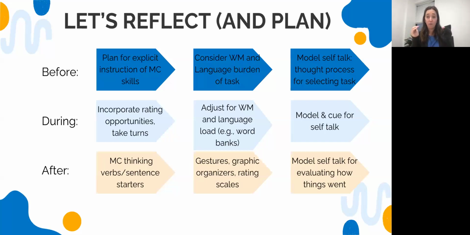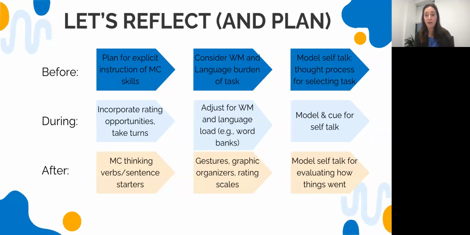I've organized this into before we do something with a student, while we're doing something with a student, or after we do something with a student. So before, we can be planning for explicit instruction of metacognitive skills. Looking at the students that we work with, we think about who needs more explicit time with self-talk, or more explicit time with those metacognitive thinking verbs, or more explicit instruction on using visuals or graphic organizers to reduce the working memory load.